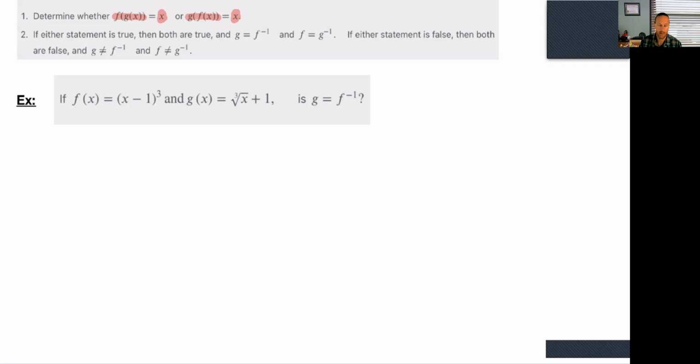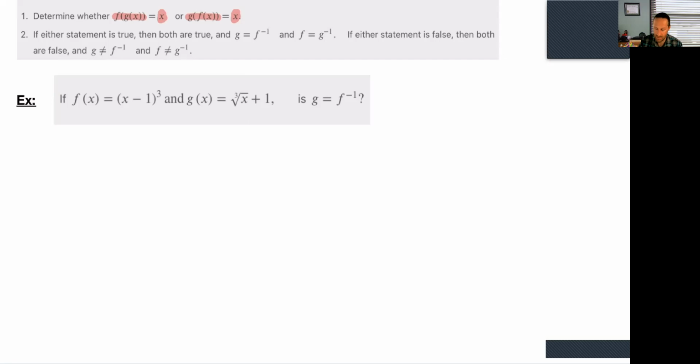Let's say we have this as our f function and this as our g function. Now, do they at first glance look like inverses of each other? Doesn't look like it really, right? Now, you can see that 1 is being subtracted from x and then cubed. But the other, the x is being cube rooted and then added to 1. But remember, the inverse is the reverse.